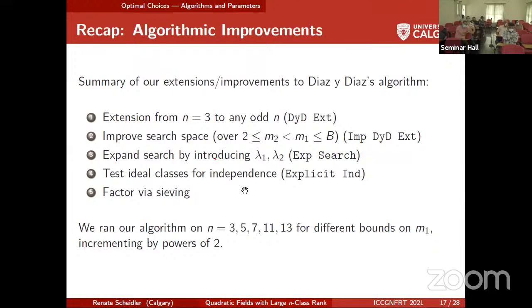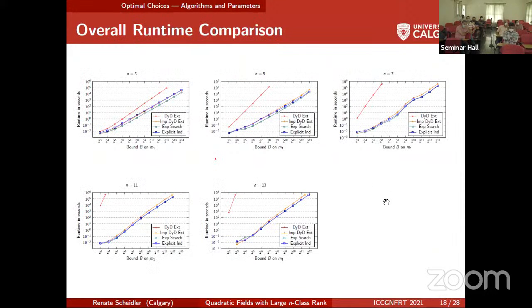But let me first now show you some graphs. So these are five tables. This is for 3 class rank, 5 class rank, 7 class rank, 11 class rank, 13 class rank. The red curve is just the extension of DRC-DS to arbitrary n. The yellow curve is the improved search. The green curve is the expanded search with the extra lambdas, and the blue curve is the one with the independence test. And you see here for n equals 3, except for the vanilla generalization of DRC-DS, they're all pretty equal in computing. So the x-axis plots the bound on the norm, and the y-axis the runtime. Okay, so they're all comparable, except the vanilla generalization is a little bit worse.